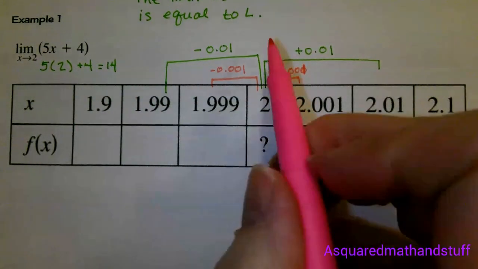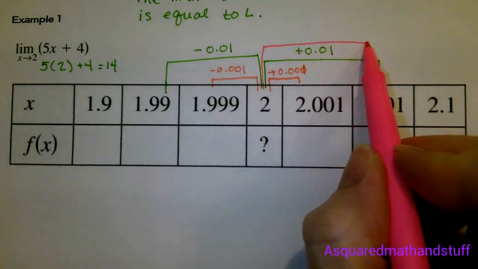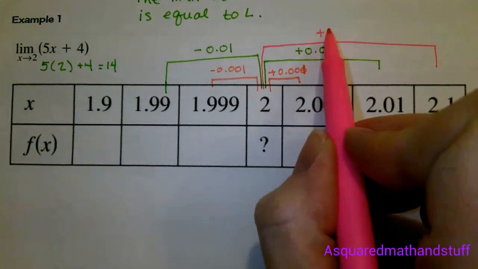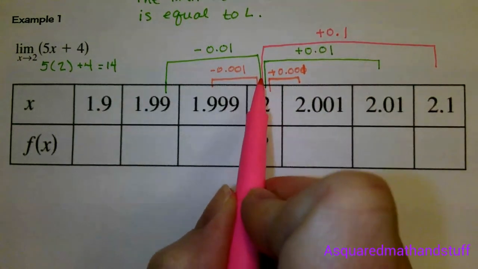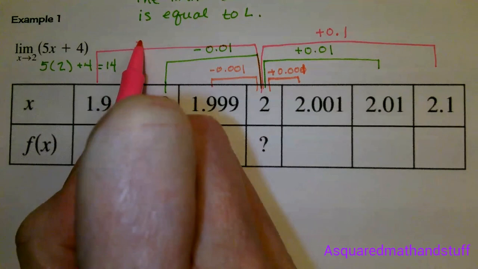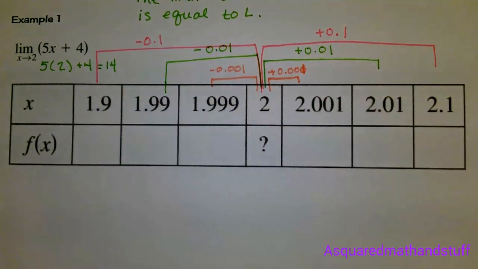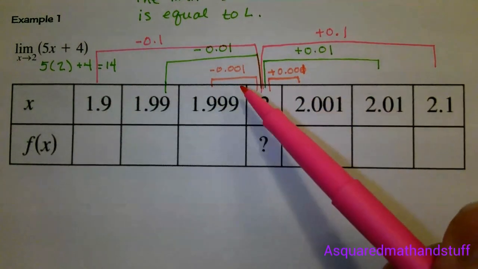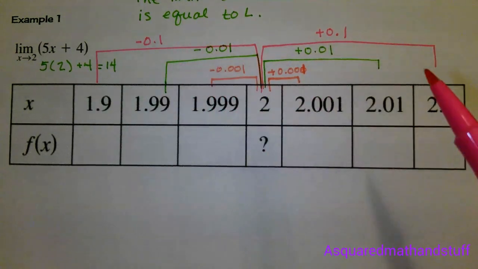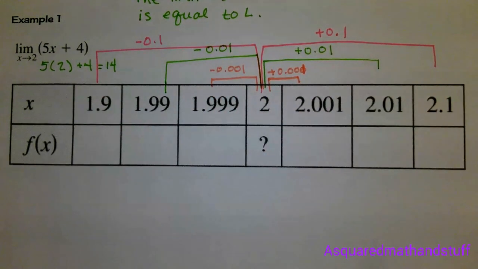And then finally, I'm going to add a tenth and subtract a tenth. These thousandths, hundredths, and tenths become very important, and we'll do that in our next example because we'll have to fill this out. So stay tuned for example 2 if you don't understand what's going on here.